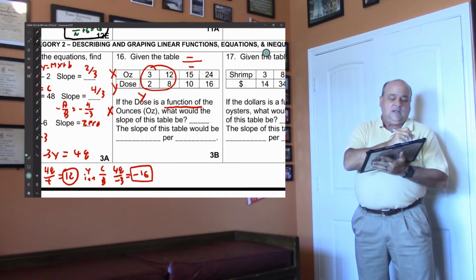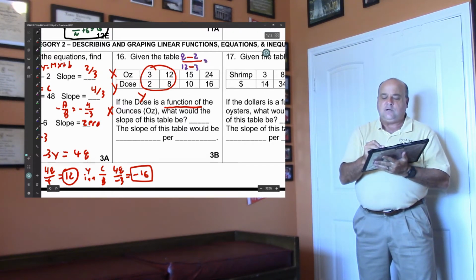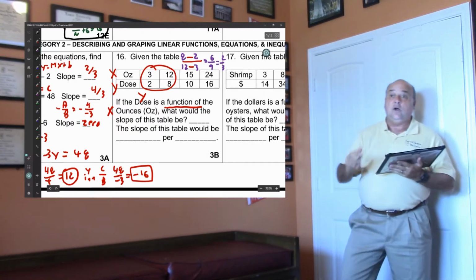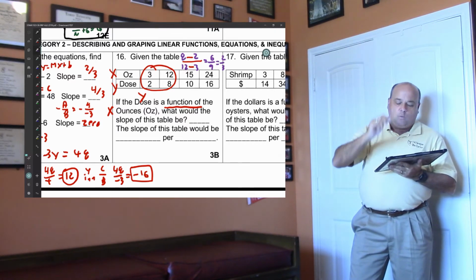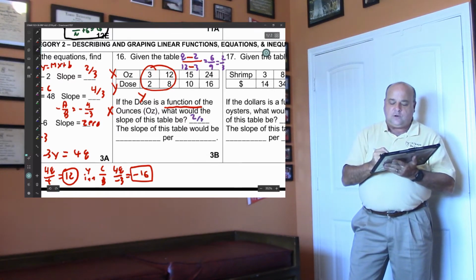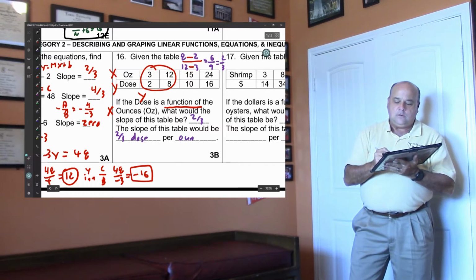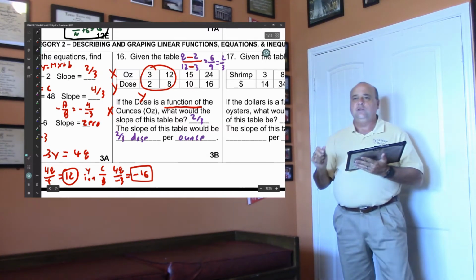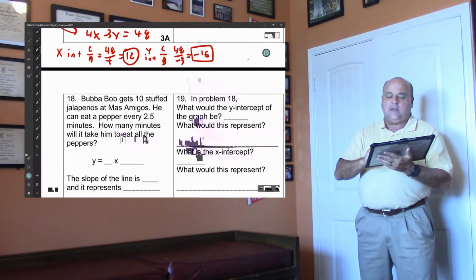But anyway, let's do the top. We're going to have, let me change colors here, 8 minus 2 over 12 minus 3, and that's going to turn into 6 over 9, which is 2/3. If you punch this in on your Inspire calculator, it will show up. What would the slope of this table be? It would be 2/3, and it would be 2/3 of a dose per ounce. So 1 ounce would have 2/3 of a dose. Let's continue on. Turn the page and go to 18.